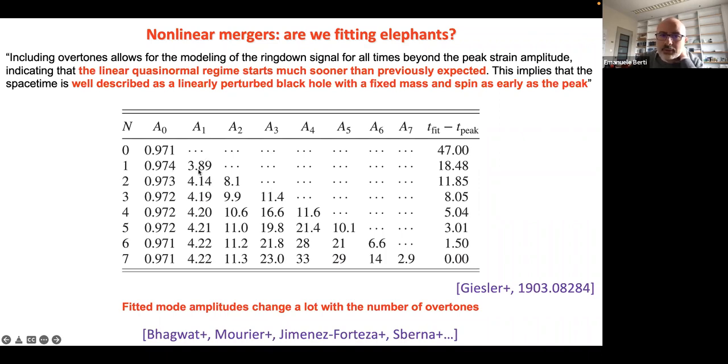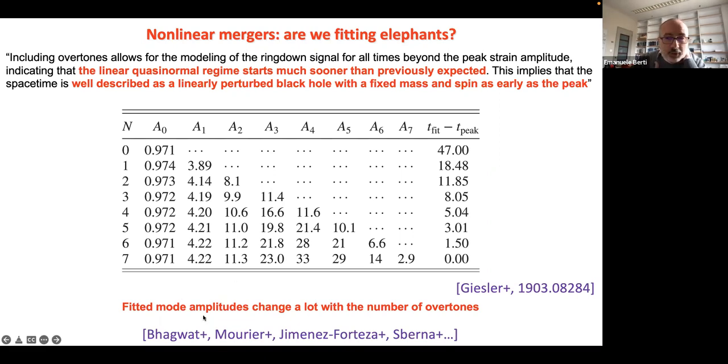But the first overtone changes quite a bit when you add the second overtone. And it stays roughly constant, but not to the same level of accuracy. Now, things go pretty bad when you start adding more and more modes. The amplitudes change a lot. Notice also that the time at which you get the optimal fit is also different. So the question is, why are these amplitudes changing so much? Is it really true that we can trust linear black hole perturbation theory all the way to the peak?